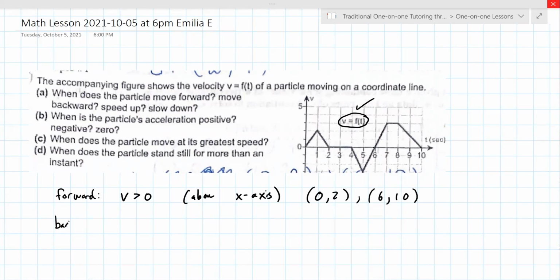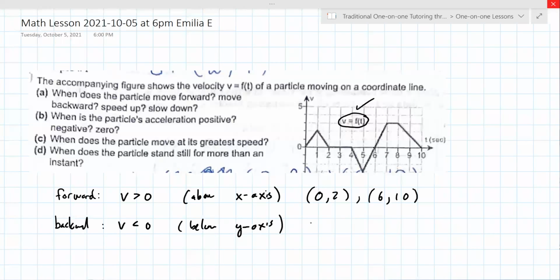And then backward is when velocity is less than 0. So in this case, it's below the x-axis because we've got the velocity graph. If you had a position graph, these are not the same. These rules change. I don't think he's, well, maybe in the PowerPoint, I don't remember.